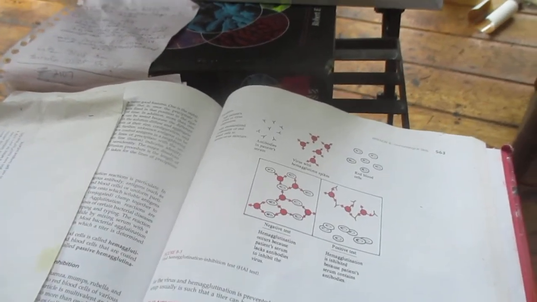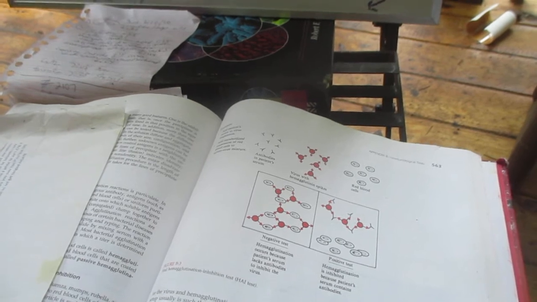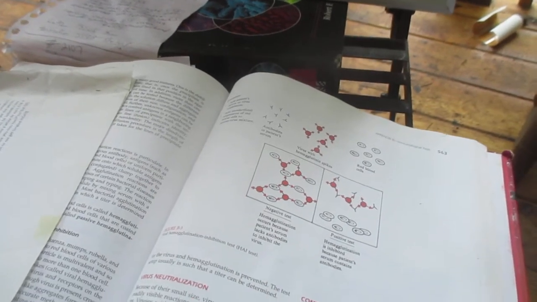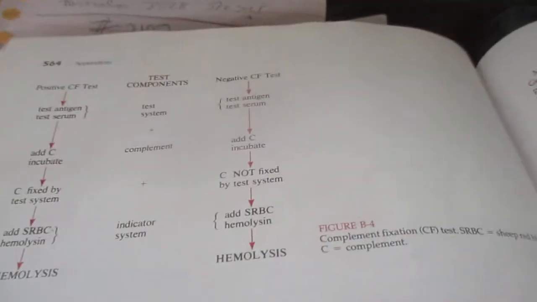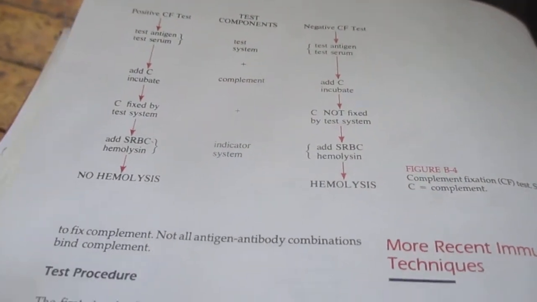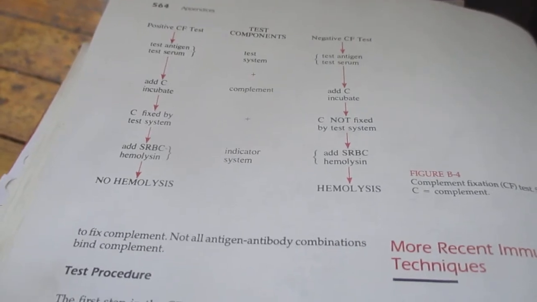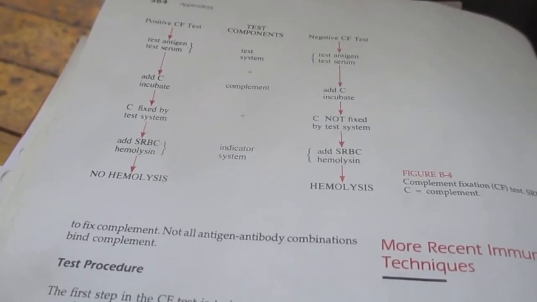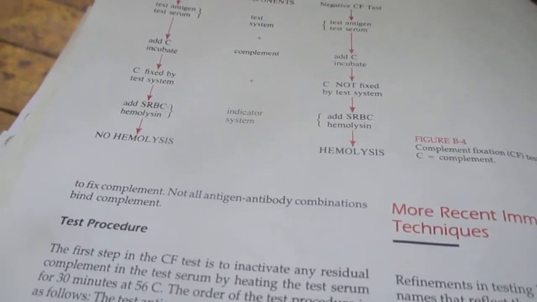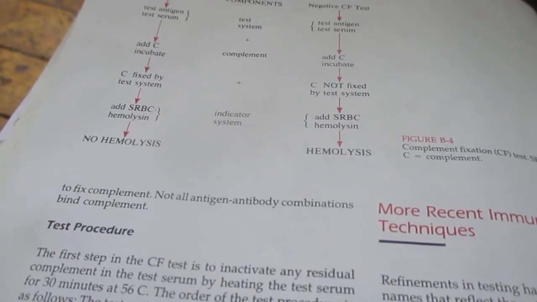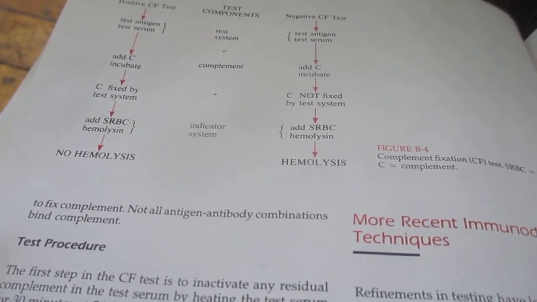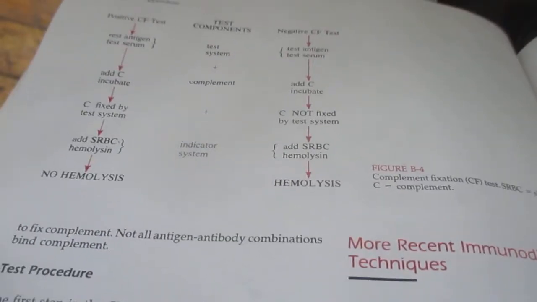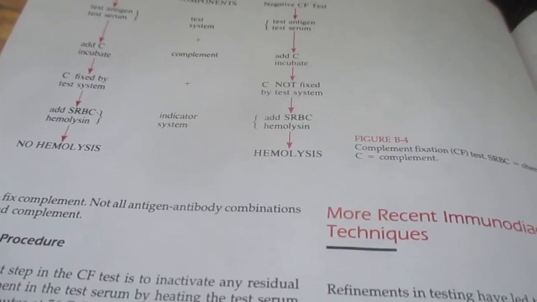The complement fixation test is where you add antigen, which is a virus, plus the test serum, which is your blood or whatever, plus complement, plus sheep red blood cells.